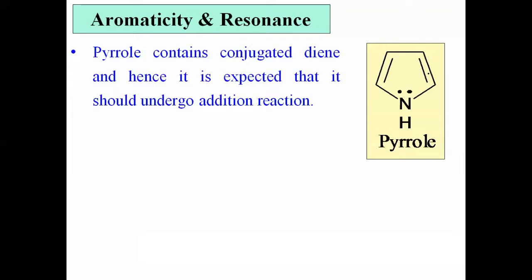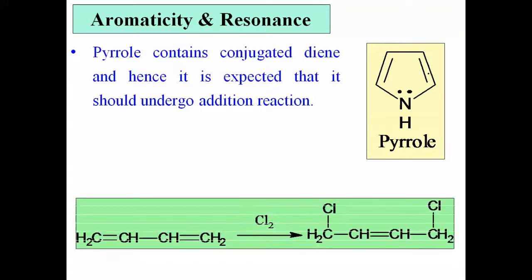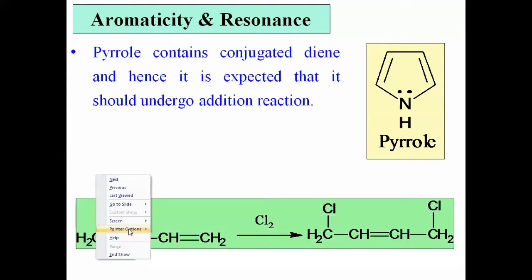Hence what we are expecting, yes, it should undergo addition reaction. Pyrrole contains two double bonds. This is a conjugated diene. Therefore, what is our expectation? Yes, it should undergo addition reaction. Let us see an example. This is simple 1,3-butadiene, an example of again a conjugated diene.